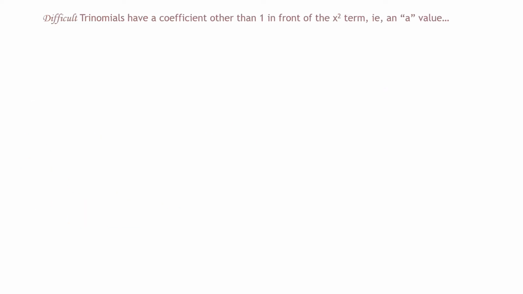Difficult trinomials. So that's why I call the other ones easy. These ones are difficult trinomials. They have a coefficient other than 1 in front of the x squared term. So they have an a value that's not 1. A is not equal to 1. 6x squared plus 7x minus 5 is an example.